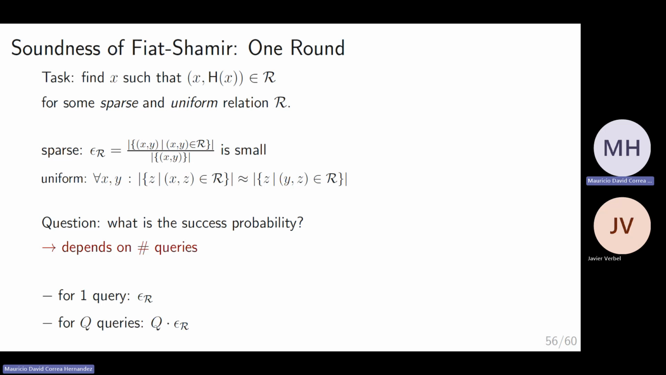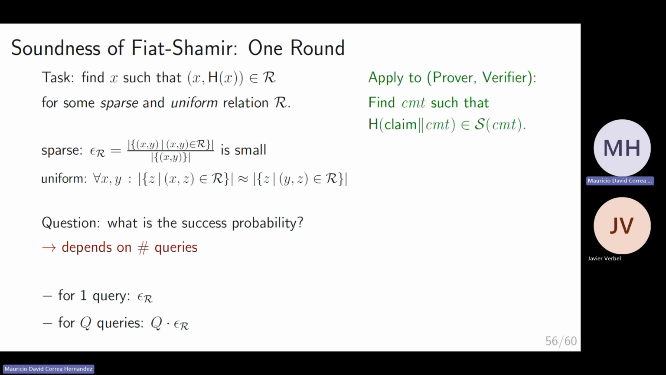Okay. And so if you have only one query to the random oracle, then we know exactly what the probability is, or rather, we don't know exactly. It depends on the sparsity of R, but we can assign that sparsity to a variable called epsilon R. And then if you have Q queries, well, you have Q chances to be lucky. So your success probability grows by a factor Q.